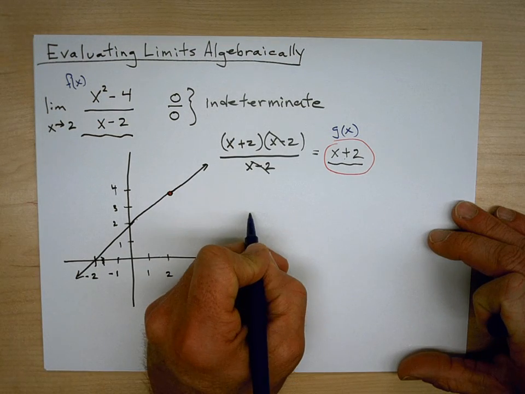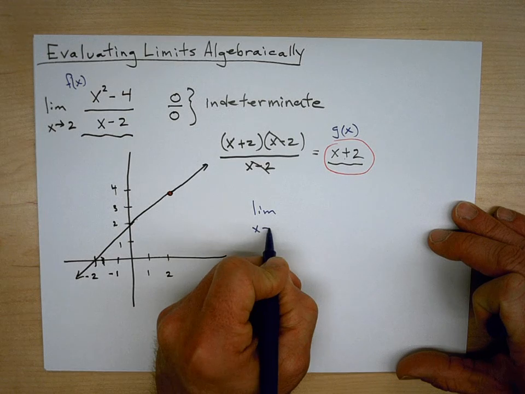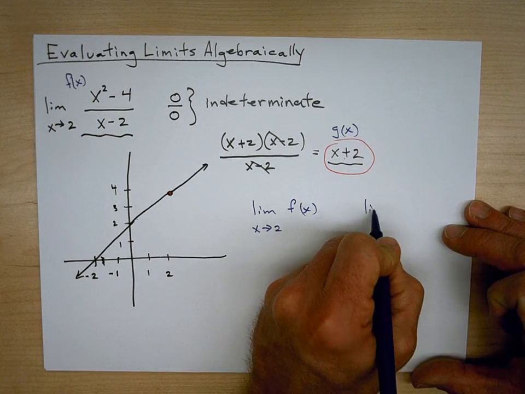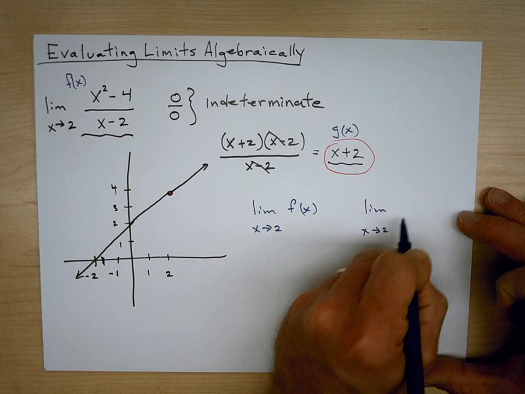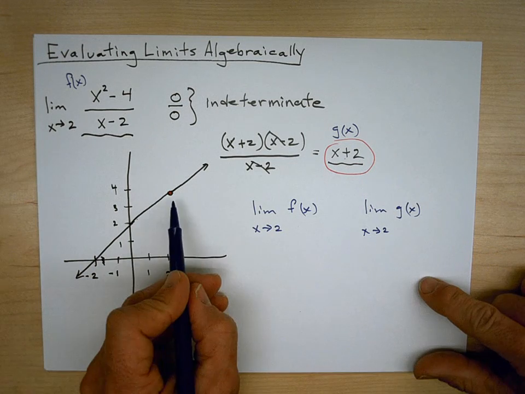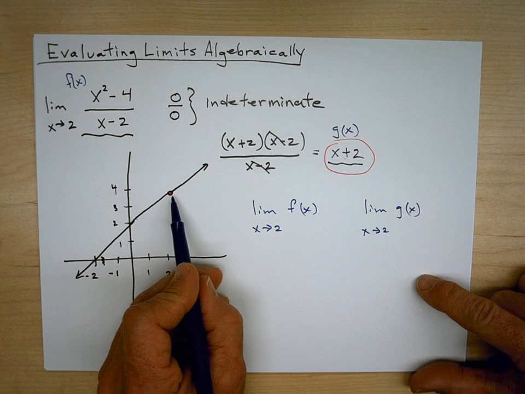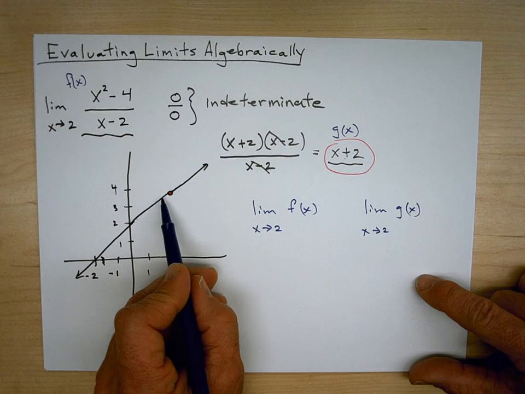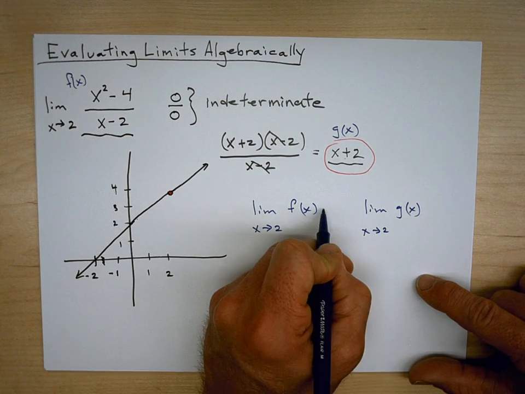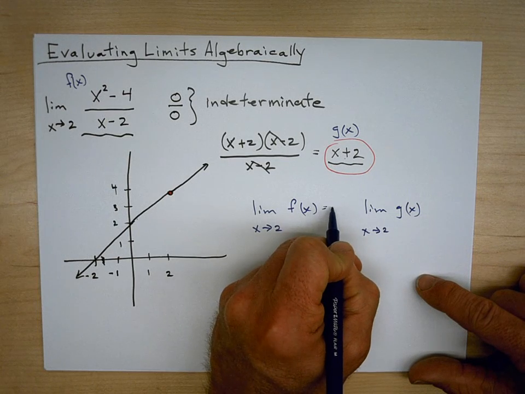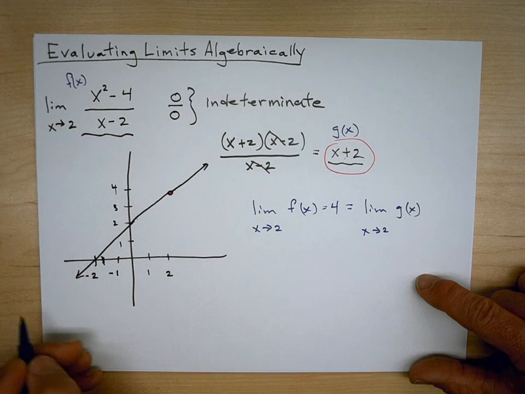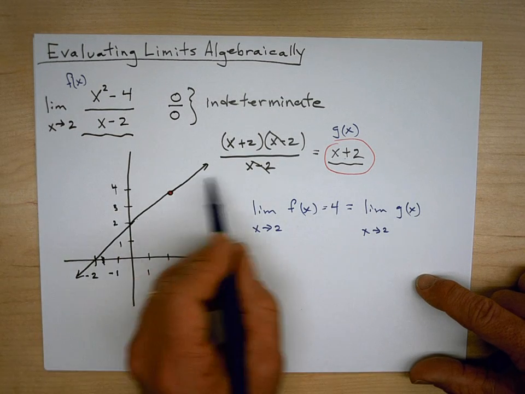So what can we say about the limit as x approaches 2 of f of x and the limit as x approaches 2 of g of x? Well, remember we call this a removable discontinuity, right? So the limit here, the limit as x approaches 2 of f of x is 4, right? Well, but the limit of this is 4 also, so those are the same. All right. Now I'm just doing that graphically.